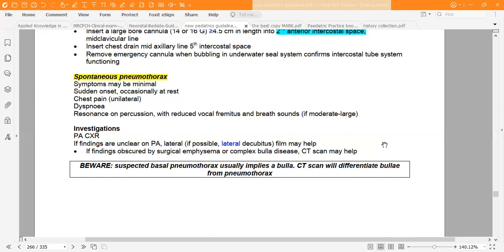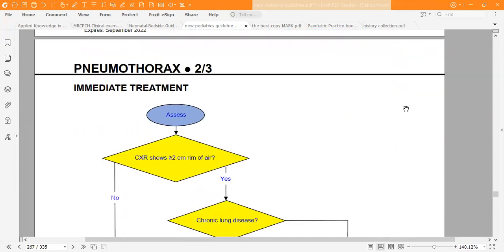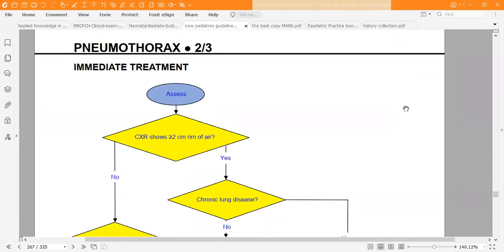So here you will have a differential diagnosis when you have spontaneous pneumothorax. It could be a bulla, which is a large bubble of air. So in this situation, you will need to do CT scan to differentiate whether this is a bulla or a pneumothorax, in fact. Okay, next page, we have the diagram which is summarizing the immediate treatment of pneumothorax.